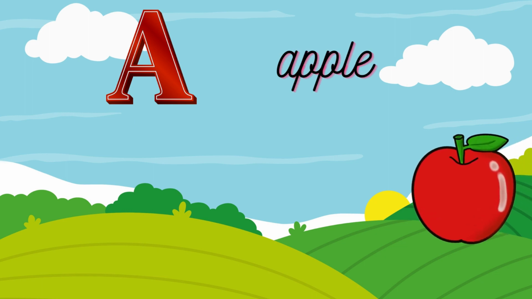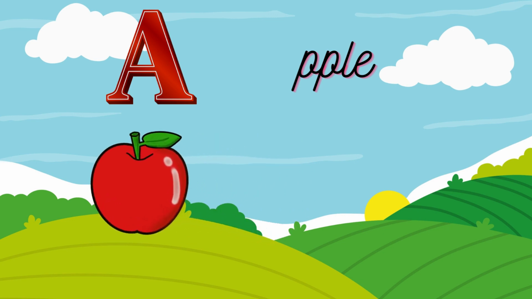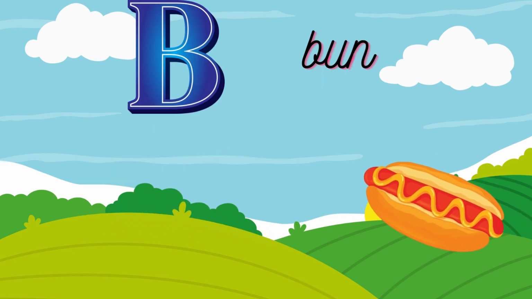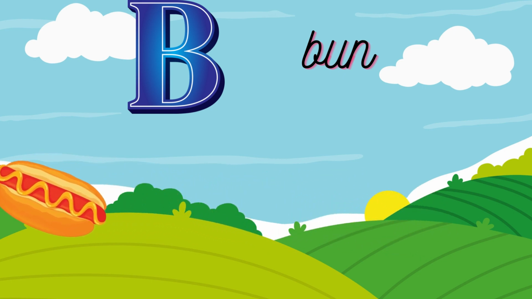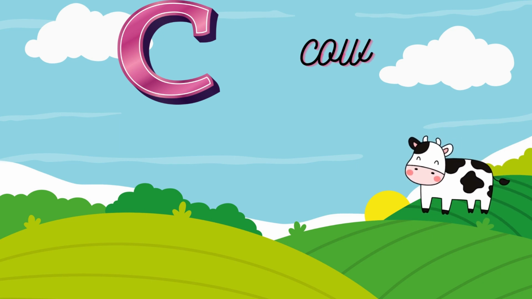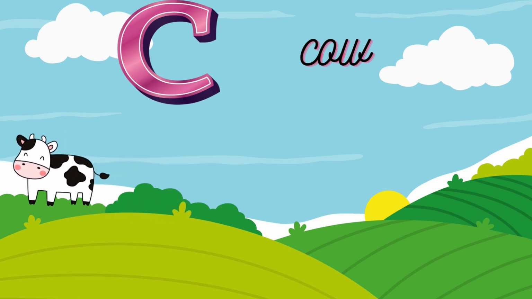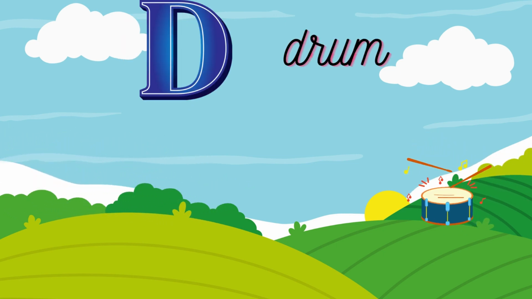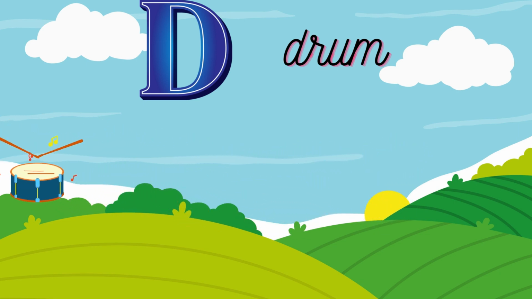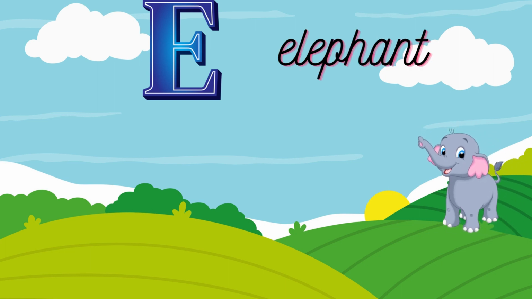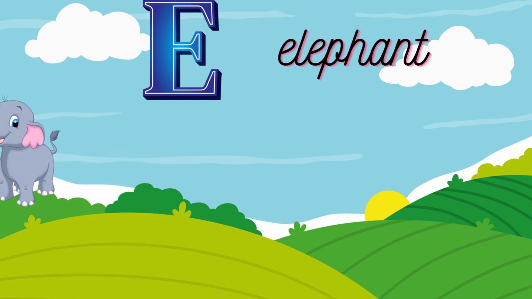A is for apple. B is for bun. C is for cow. D is for drum. E is for elephant.